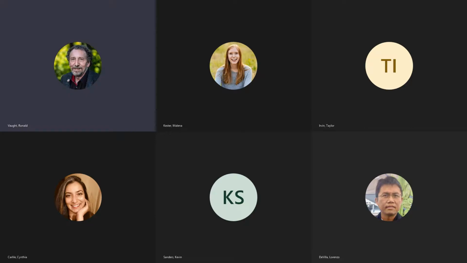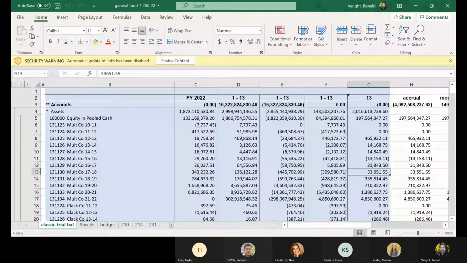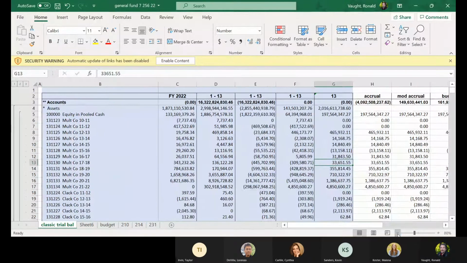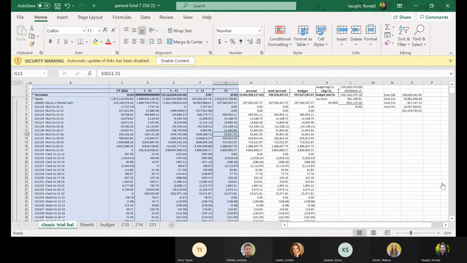Okay, so Kevin asked about how to analyze things if your fund is out of balance. And one tool that I use to accomplish that is to pull a classic trial balance for the fund. For this, it's the general fund because it's one of the more complex ones.